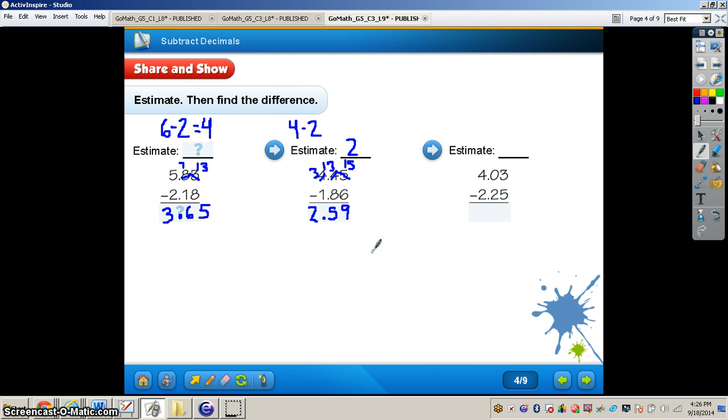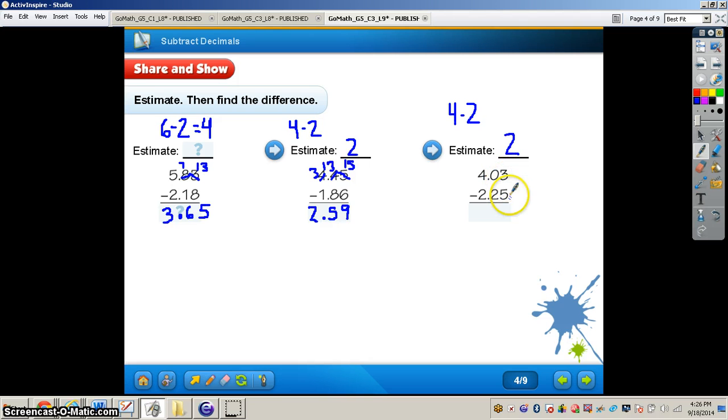Okay, the final problem we will do together. 4 and 3 hundredths minus 2 and 25 hundredths. That 4 and 3 hundredths will be a 4. 2 and 25 hundredths will be a 2. 4 minus 2 is 2. And then from here we'll subtract.